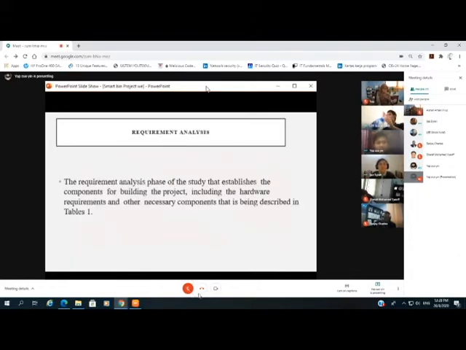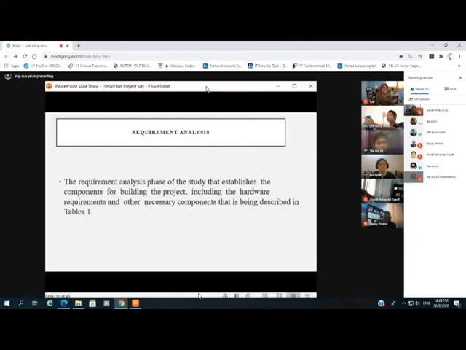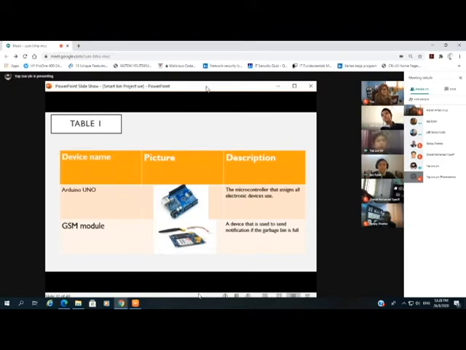Requirement analysis. The requirement analysis phase of the study establishes the components for building the project, including the hardware requirements and other necessary components that are described in Table 1. This is our Table 1.